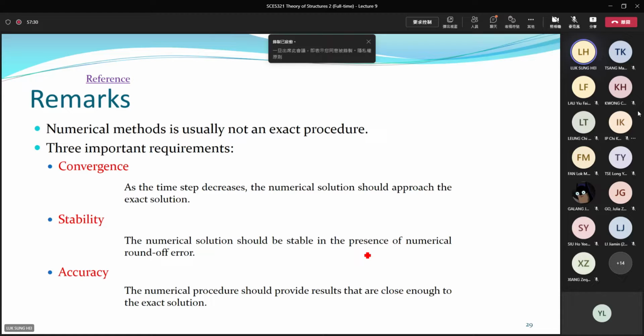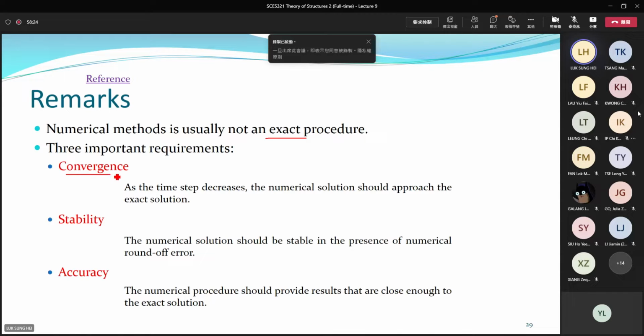Finally, there are some remarks for you to think about. They are for reference, not for examinations. As we mentioned before, time-stepping methods, or numerical methods, are general and powerful, because they can handle all kinds of loading. Well-defined loading is okay, and arbitrary loading is also okay. But please note that a numerical method is not an exact method. It's not exact because it is based on some assumptions. The central difference method is based on the central difference approximation. In Newmark's method, we make an assumption on the acceleration pattern. So they are not exact values. If they are not exact, there will be some errors in your calculations. So when you use this kind of numerical method, you have to pay great attention to certain requirements.